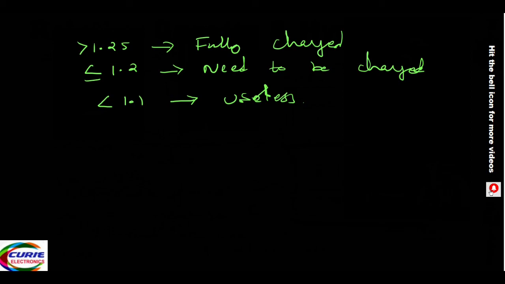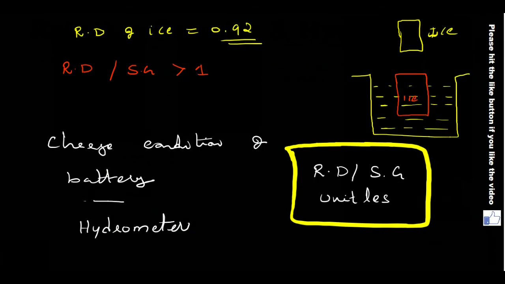Any doubt you can ask in the comment section. And the most important thing you have to note down here is that it is used to measure the relative density of a cell. Cell means battery, and it is a unitless quantity. That's what we have to take care of. You have to note it down.